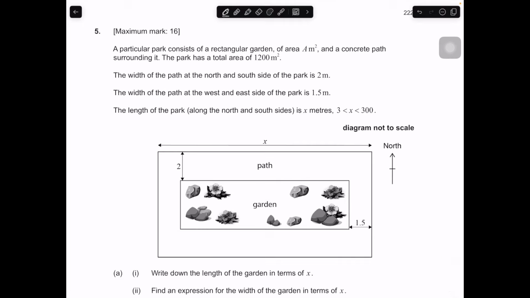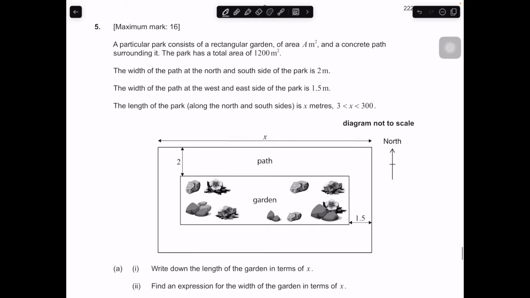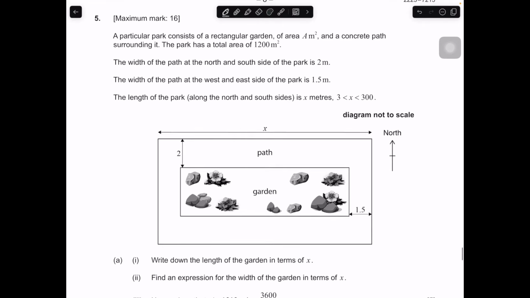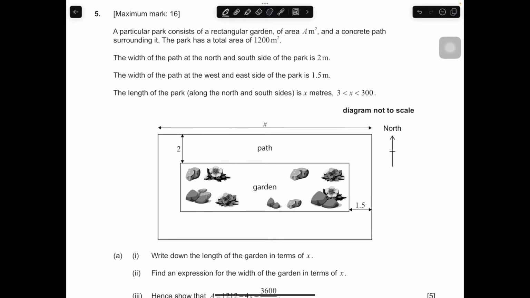Alright, last one. Let's see what we can do. A particular park consists of a rectangular garden of area 8 meters squared and a concrete path surrounding it. The park has a total area of 1,200 meters squared. The width of the path at the north and south side of the park is 2 meters. The width of the path at the west and east side of the park is 1.5 meters.